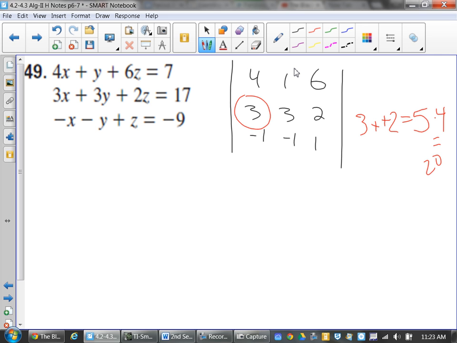Which 2 rows is it touching? The top and the same bottom one. So you do 1, 6, negative 1, 1. So 1 minus -6 equals 7. Negative 3 times 7 is negative 21.